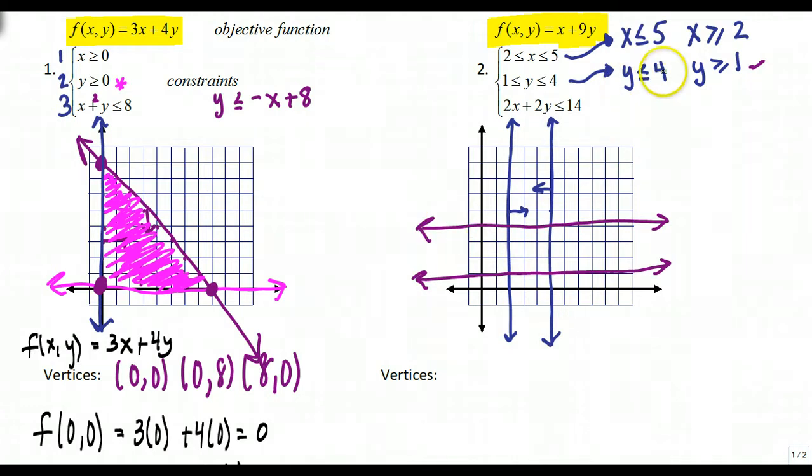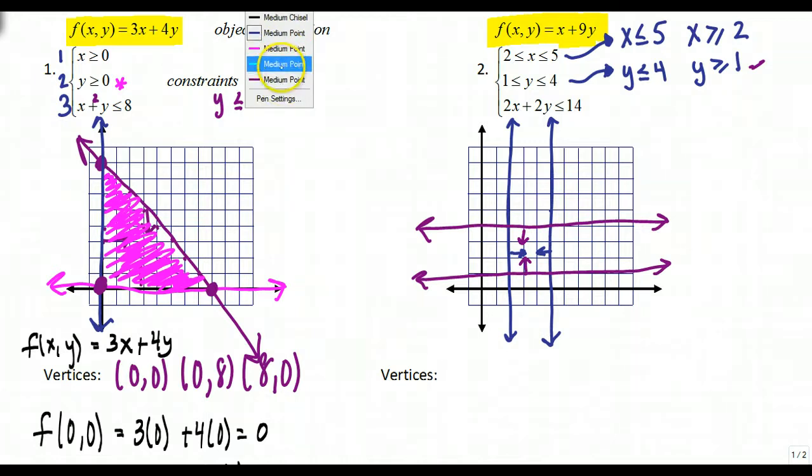And I can say, okay, I need to shade down from that line because it has to be less than 4, and greater than 1, I should say. Or we can also think that y has to be between 1 and 4. And also x has to be between 2 and 5. So if you move these arrows just down a little bit, where you're still going to shade to the right, we can kind of start to see where our area is going to be shaded.